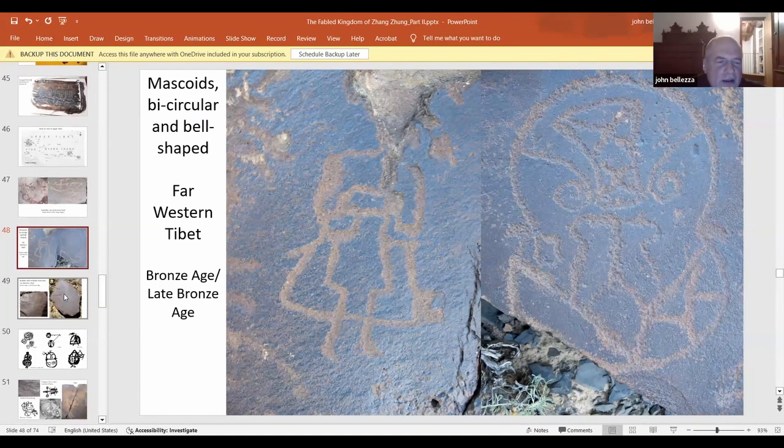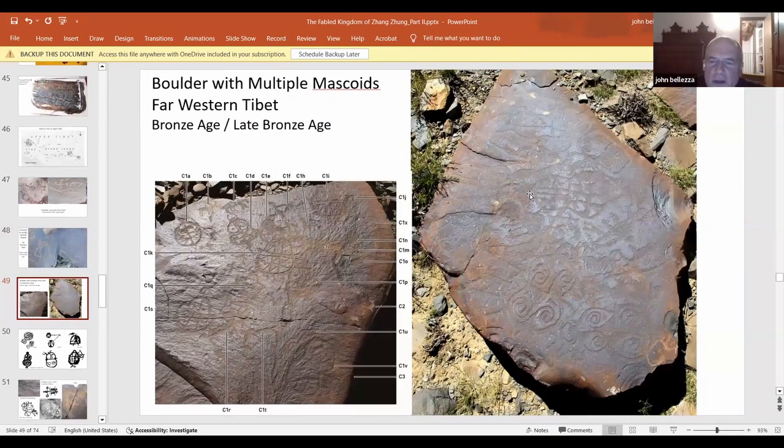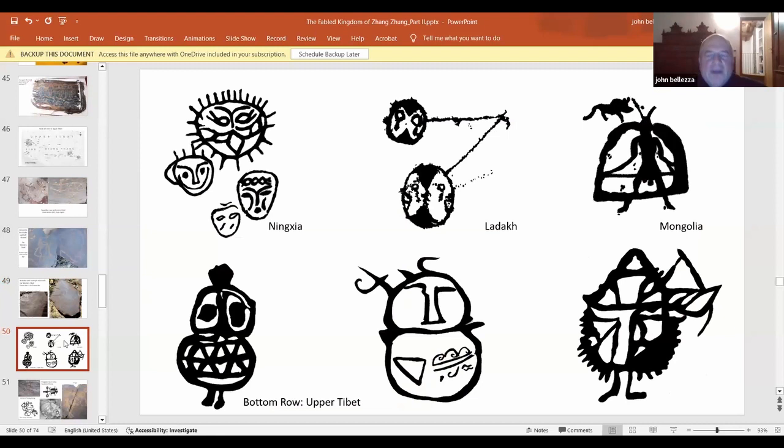So Upper Tibet was not alone; it was part of a greater world. These are boulders covered in mascoids of various kinds. The one on the left I took from my forthcoming book on rock art, volume 3 of the series. Each one is unique. They're designed in a peculiar way. Their function and the symbolism behind them is not well known.